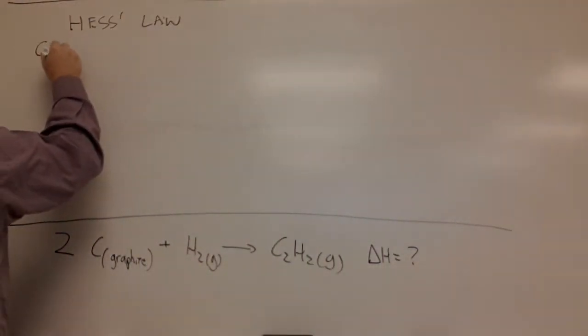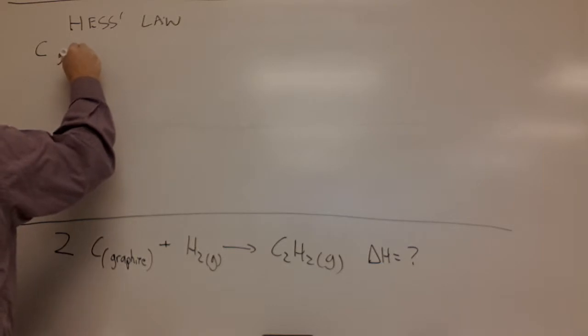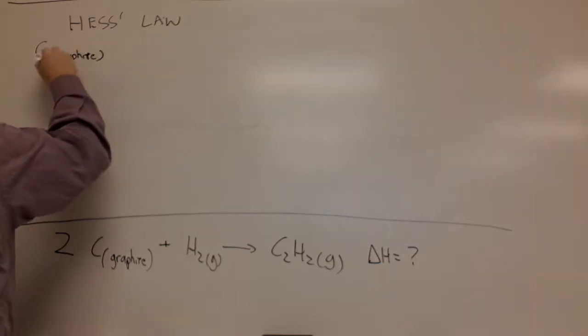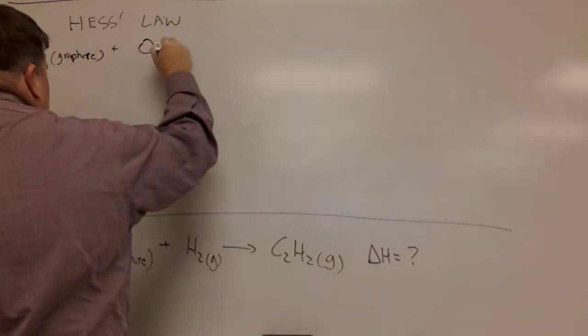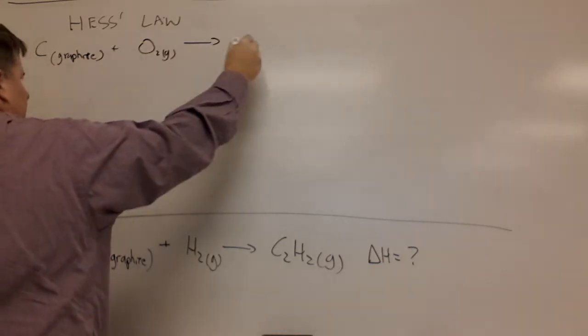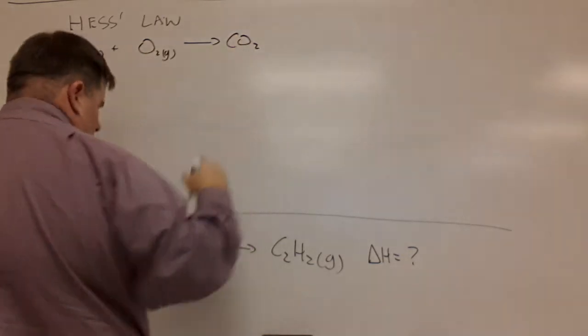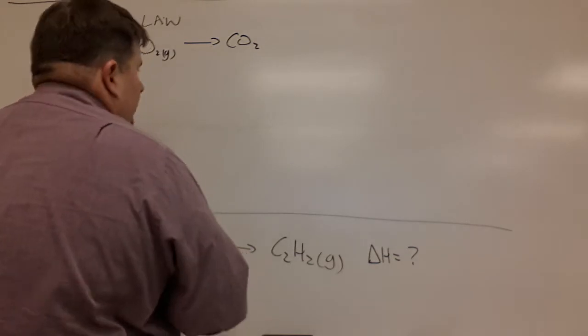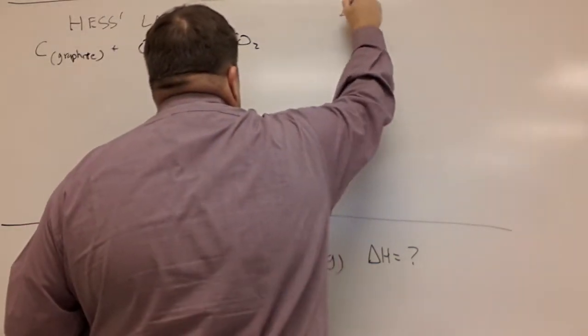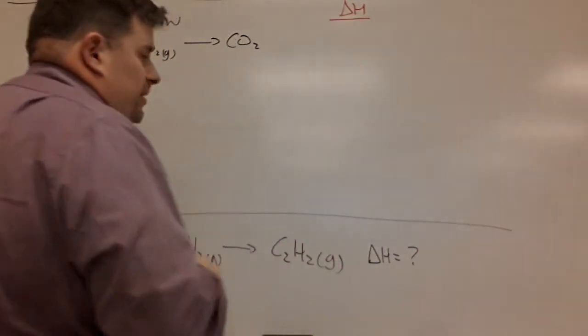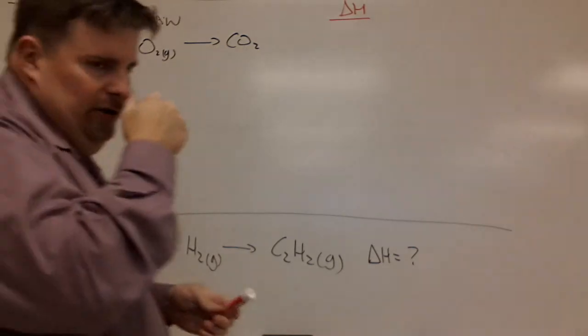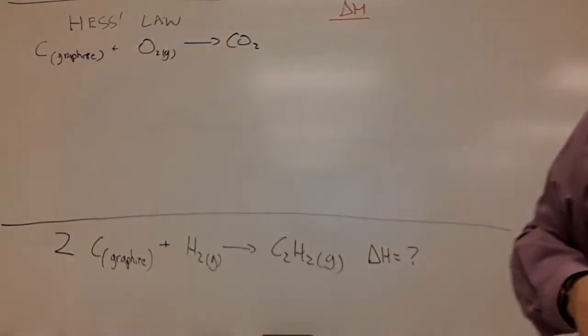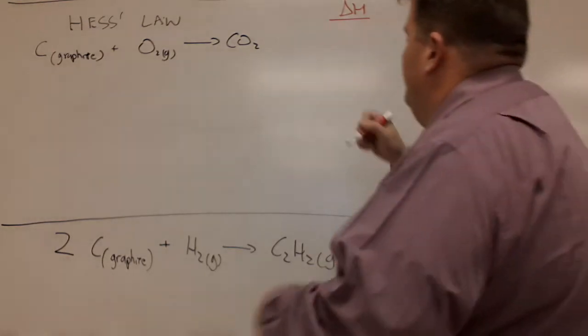So, C graphite plus oxygen gas goes to give carbon dioxide. Okay? And what I'm going to do over here in red is report what the delta H values of those things are. Now the delta H value in this case happens to be negative 393.5 kilojoules per mole.